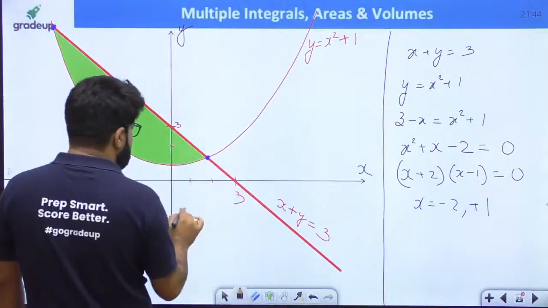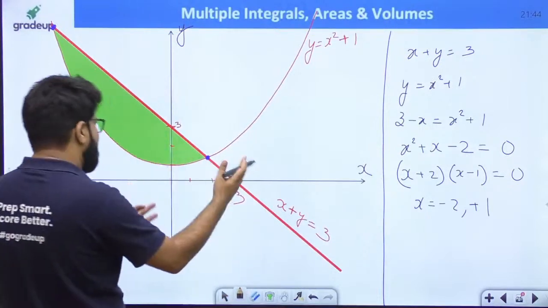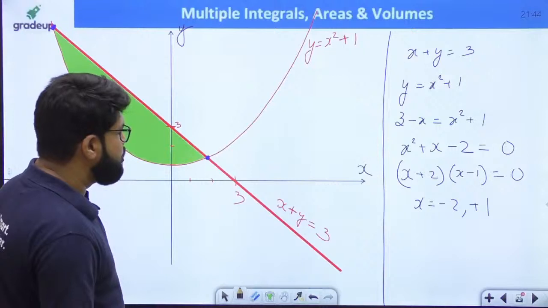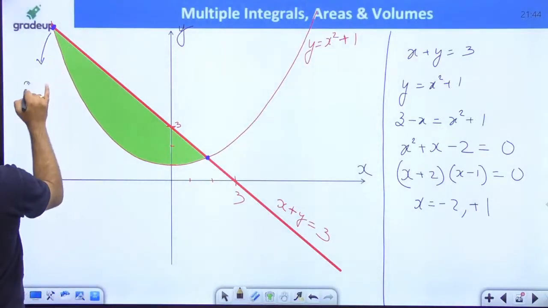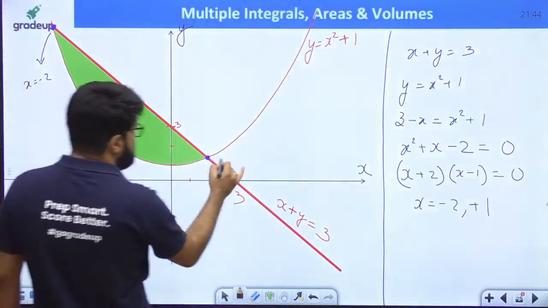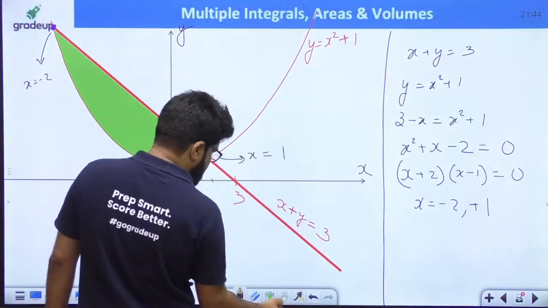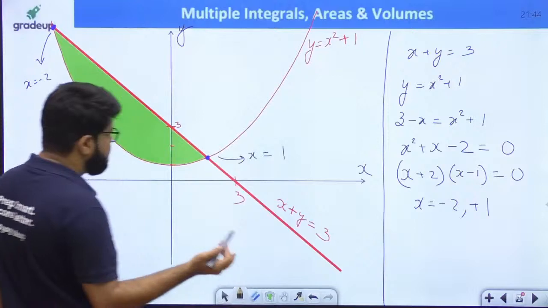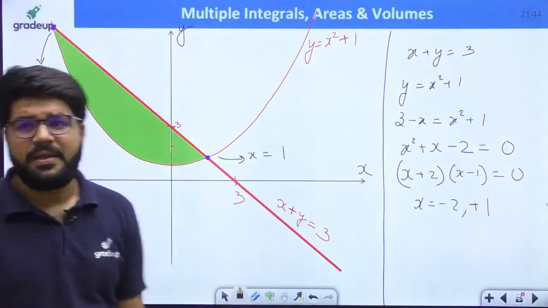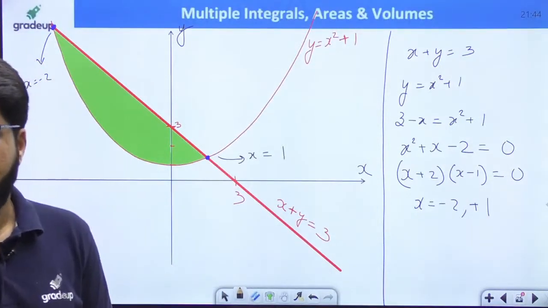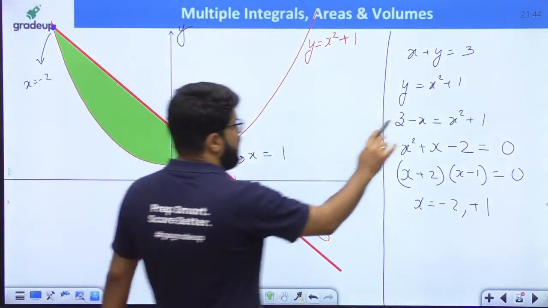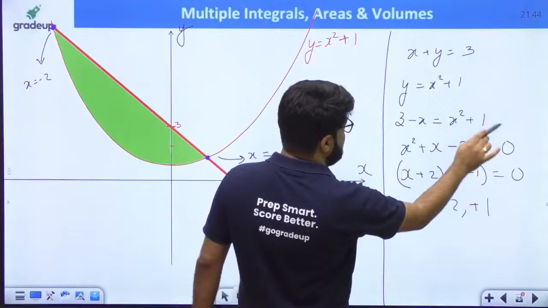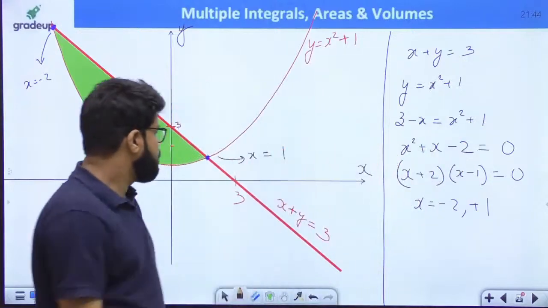x is equal to minus 2 and plus 1. The sketch is a little shifted, no issues, but this should be x equal to minus 2 and this should be x equal to 1. Because this was an approximate sketch, x equal to 1 and minus 2 are the required points, from x square plus x plus 1 minus 3, that is minus 2. Correct. Right.